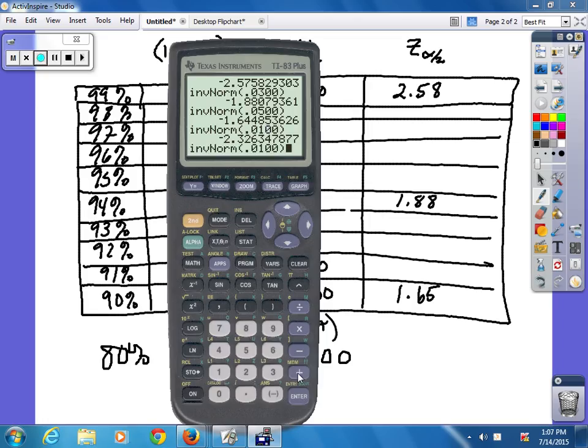Second function. There we go, 0.1000. There, 1.28. So that'd be 1.28 right here. See what I'm saying? You could do a 70%. Alpha would be 30, 0.30, 0.1500. So for 70%, second function entry, 0.1500 is 1.04. See what I'm saying?